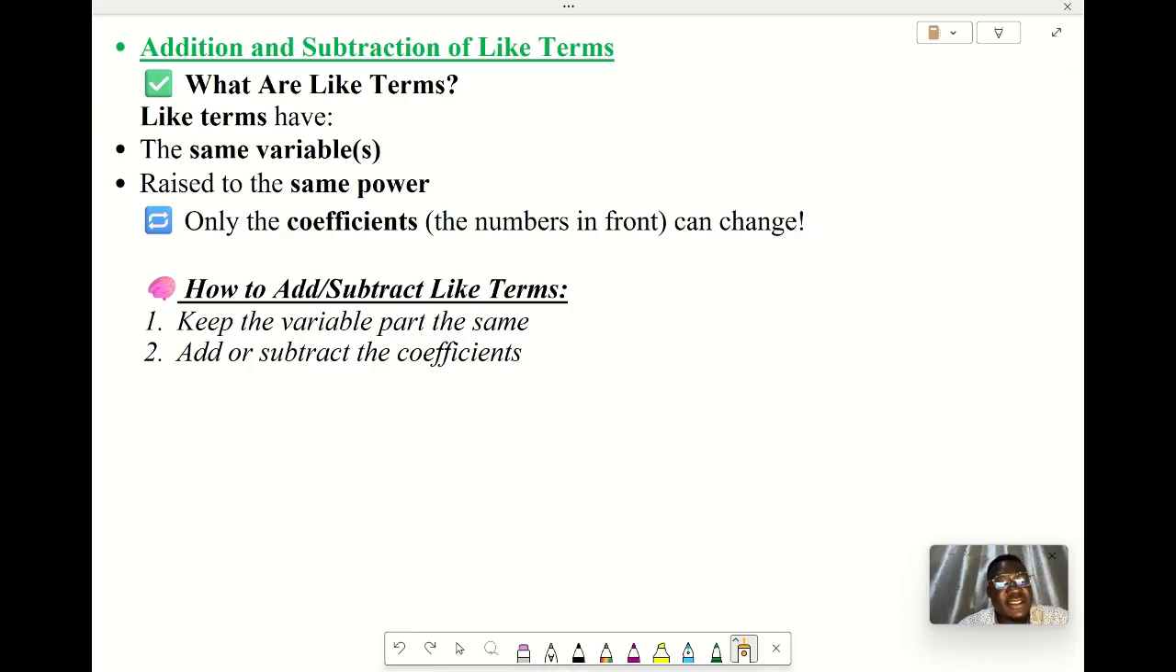Let's look at what like terms are. Like terms have the same variable. Then if there is a power, an index or exponent, it means that they will all be raised to that same power. The difference only comes in the coefficients. You know what these variables, terms, exponents or powers, and coefficients are.